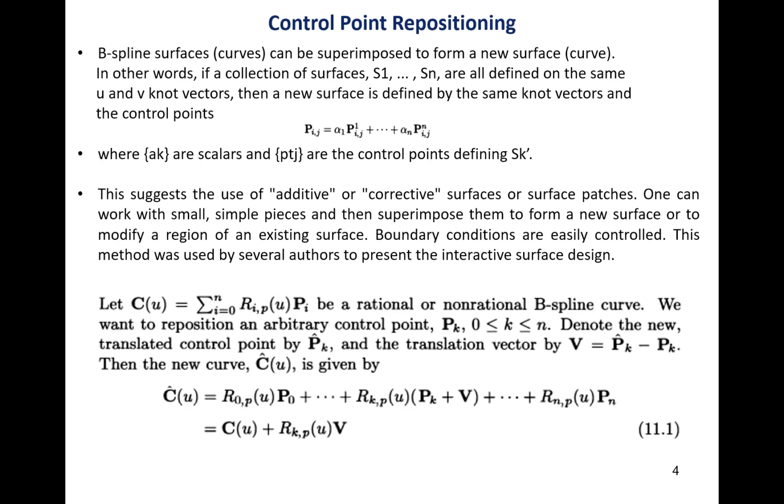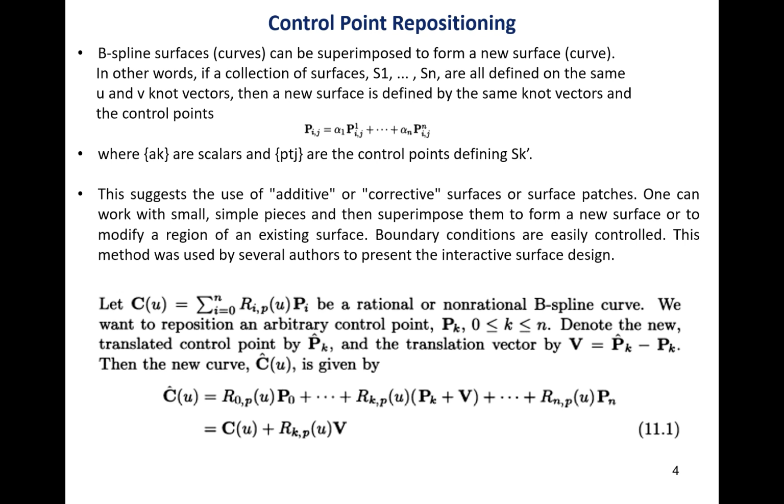Coming to control point repositioning. B-spline curves or surfaces can be superimposed to form a new surface or curve. In other words, if a collection of surfaces are all defined on the same U and V knot vectors, then the surface is well defined by the same knot vectors and control points, by the given formula, where alpha k are the scalars and Pij are the control points defining the surface. This suggests the use of additive or corrective surfaces or surface patches.